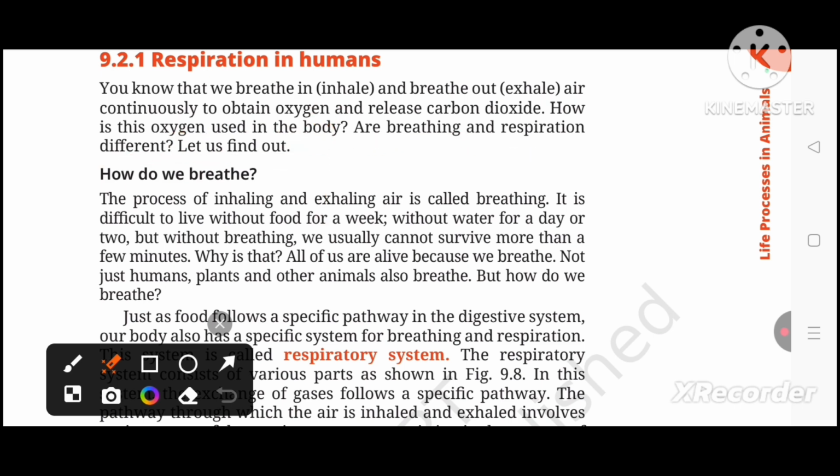Let us find out how we breathe. The process of inhaling and exhaling air is called breathing. It is difficult to live without food for a week, without water for a day or two, but without breathing we usually cannot survive more than a few minutes. Why is that? All of us are alive because we breathe, not just humans, plants and other animals also breathe. But how do we breathe?